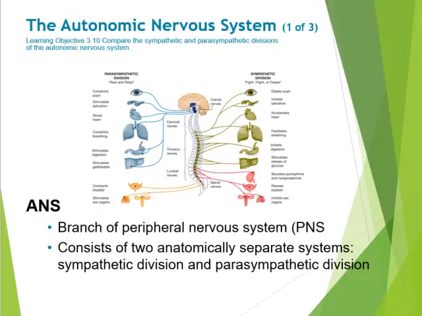The autonomic nervous system, as I've mentioned before, is divided into two categories. It is really a branch of the peripheral nervous system. And as such, it's concerned with the regulation of smooth muscle, cardiac muscle, and glandular tissues, which will become increasingly important for your understanding of brain and behavior. The two anatomical systems, again, are the sympathetic division and the parasympathetic division of the autonomic nervous system.